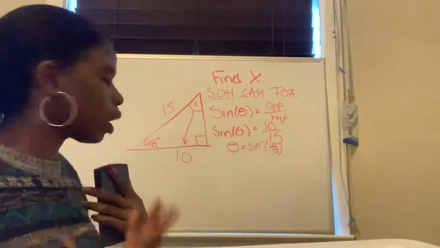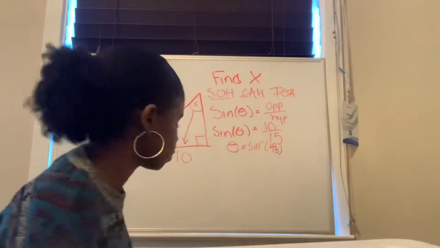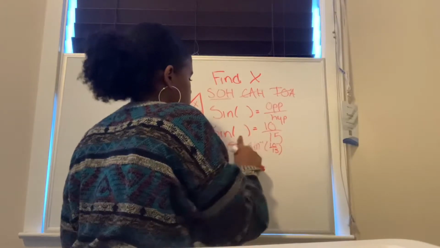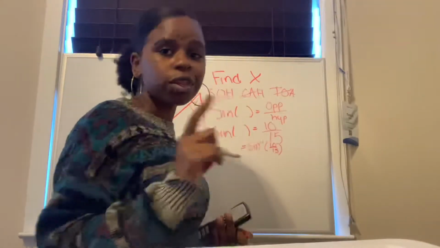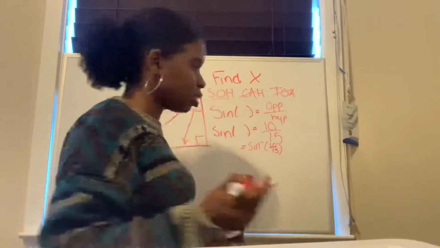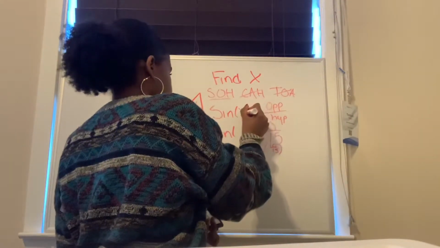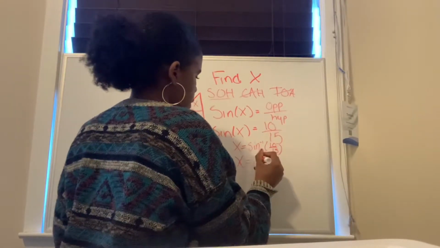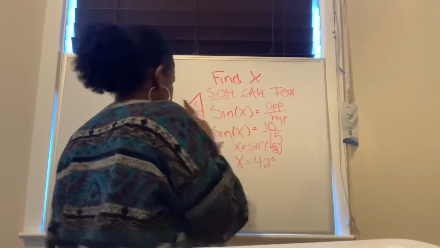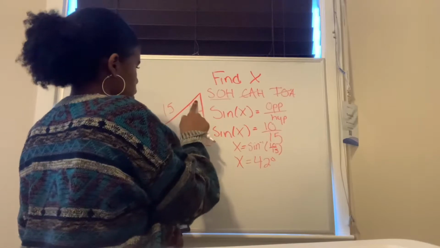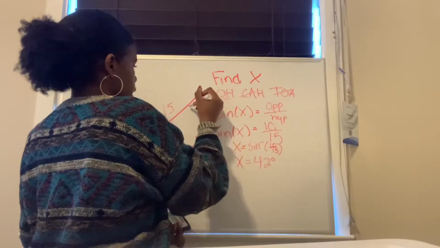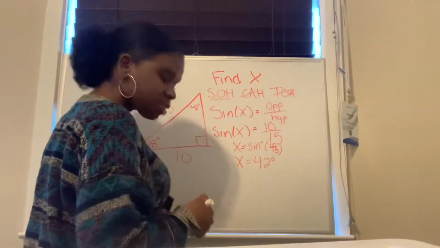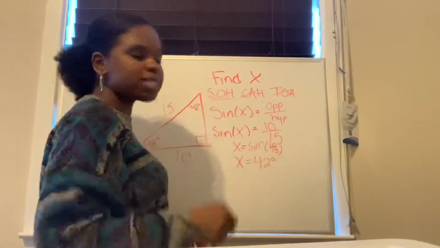Now I'm going to round up to 42. Oh, here we've been using theta. We should have been using x because we're trying to find x. It's really important to keep your variables consistent. First we were trying to find theta, and now we're trying to find x. So x equals 42 degrees. All right, just go ahead and replace that. 42 degrees.